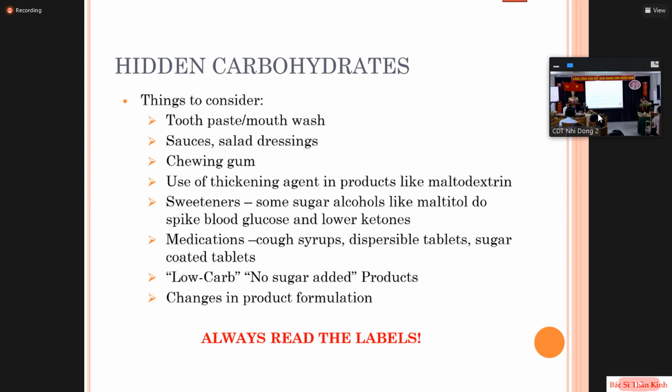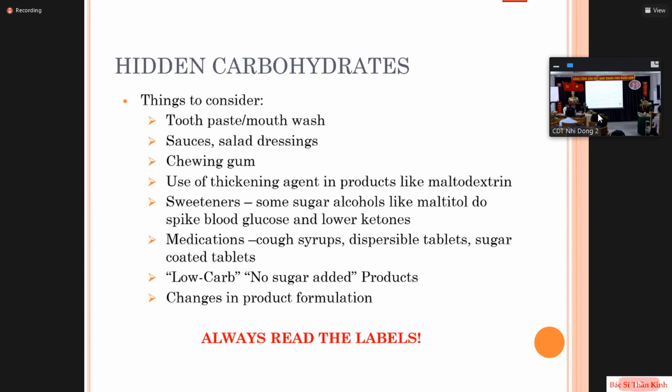And many of the products that you see in the market do contain maltitol, and they promote it as keto friendly, which is not the case. So that can spike the blood glucose and lower the ketones. Medications like cough syrups, dispersible tablets, sugar-coated tablets, so that can again contain sugar. So you have to be very careful regarding that. Low carb or no sugar added products. So I just give an example of the maltitol. So they may say it is no sugar added, but when actually it is not keto friendly.